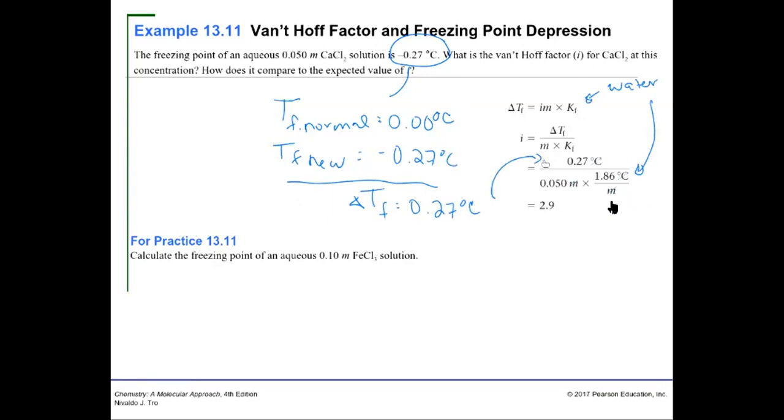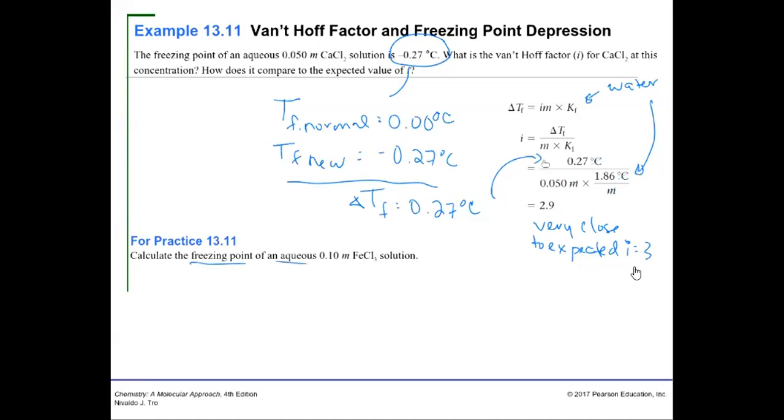And so we can see when we calculate it, it's 2.9, which is very close to our expected I equals 3. So for your calculations, you can always assume that I is the expected value. This example is just to show you that it is not always, in reality, exactly equal to the expected value. Okay. So here we can do one more example, calculate the freezing point of an aqueous solution.